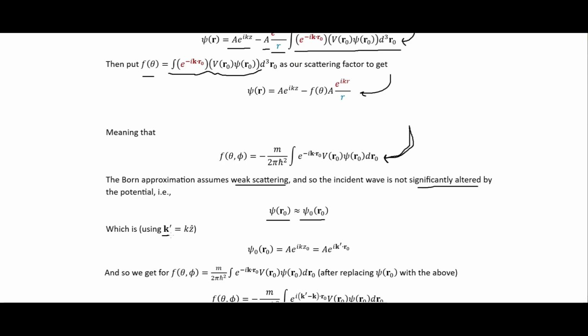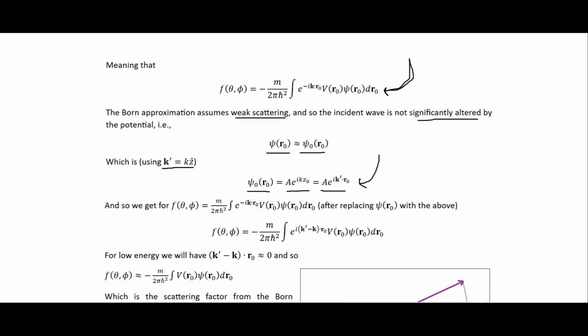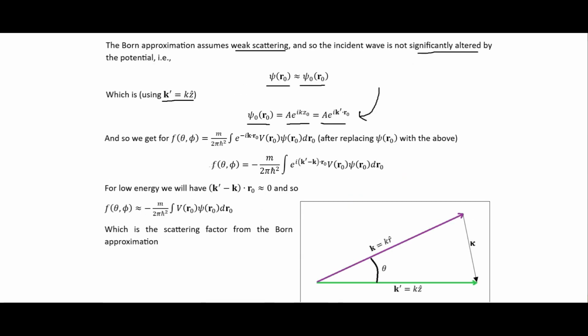And so using what we did, this k prime is equal to the k in the z direction, we get this right here. So this is our psi, which is equal to this incident wave, which we are now setting equal to this A times e to the i k prime dot r sub naught. And so when we put that into our integral here, we end up with this for our scattering factor. So we're replacing this psi of r sub naught right here. And so for low energy, this right here is about equal to 0.